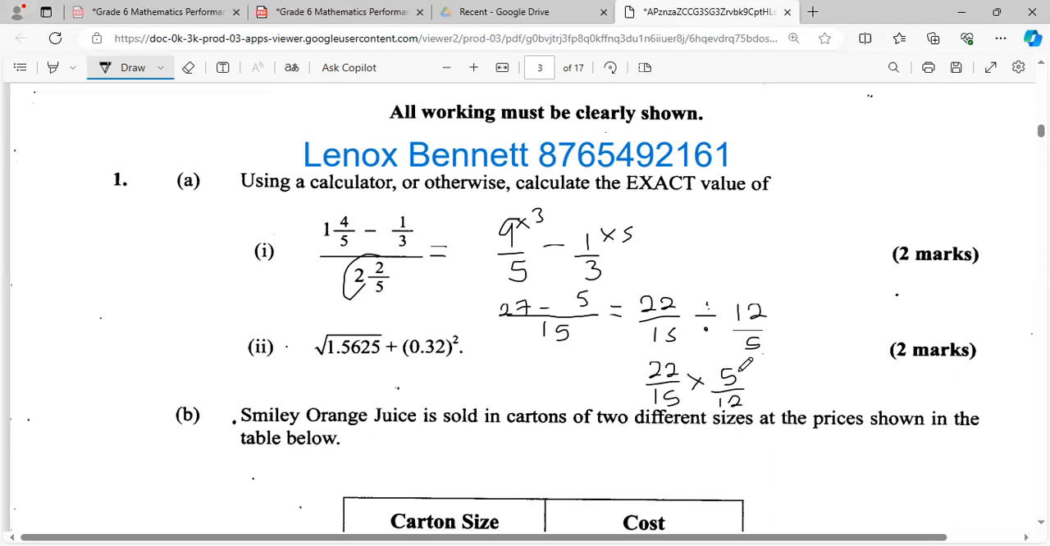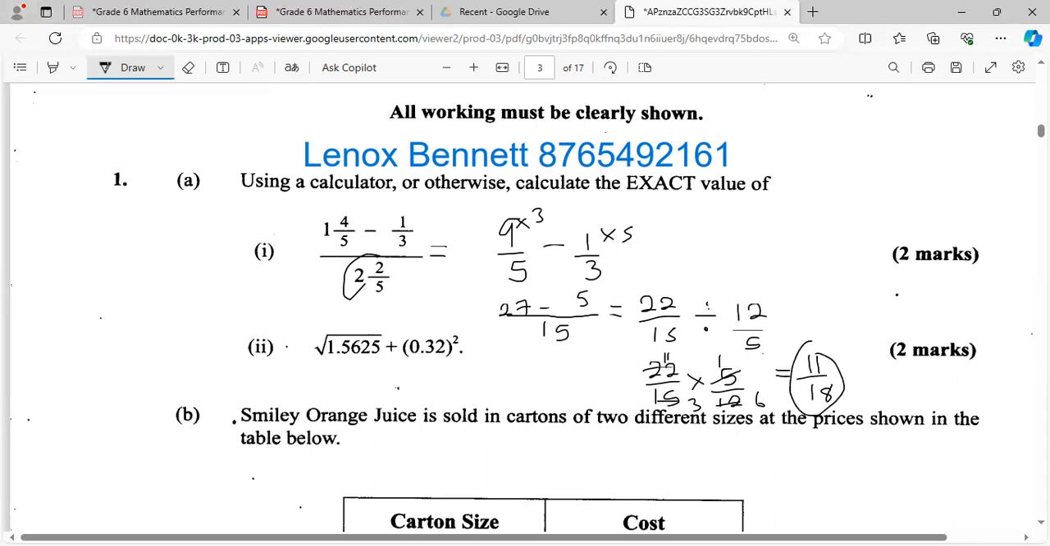And of course, we can cancel 5 into itself one time. 5 into 15 is 3. 2 can go into 12 6 times, and into 22 11 times. So up the top, we're going to get 11. And down here, we have 3 times 6, which is 18. And of course, that will give you 2 marks.